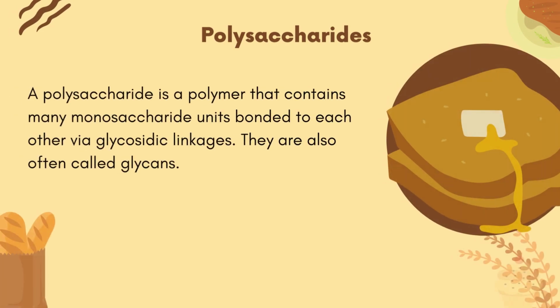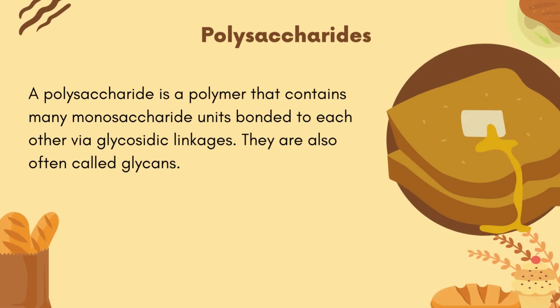Okay. Now let's go to the longest of all the carbohydrates, the polysaccharides. A polysaccharide is a polymer that contains many monosaccharide units bonded to each other via glycosidic linkages. They are also often called glycans.